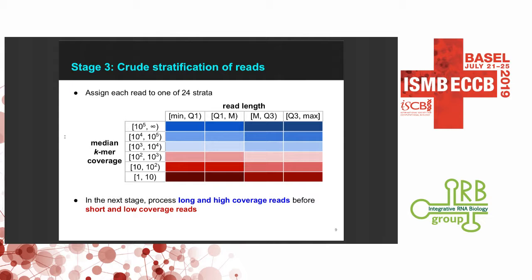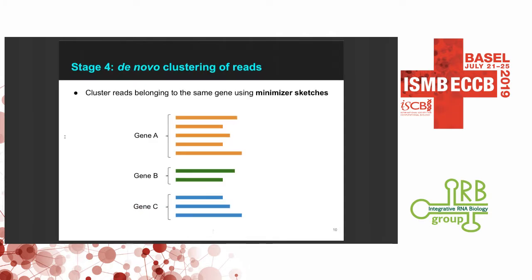So after the reads have been corrected for errors, we stratify the reads according to the read length and median k-mer coverage. So the reason for this stratification is to prioritize the processing of long and high coverage reads before short and low coverage reads. After that, we try to cluster the reads belonging to the same gene using minimizer sketches.